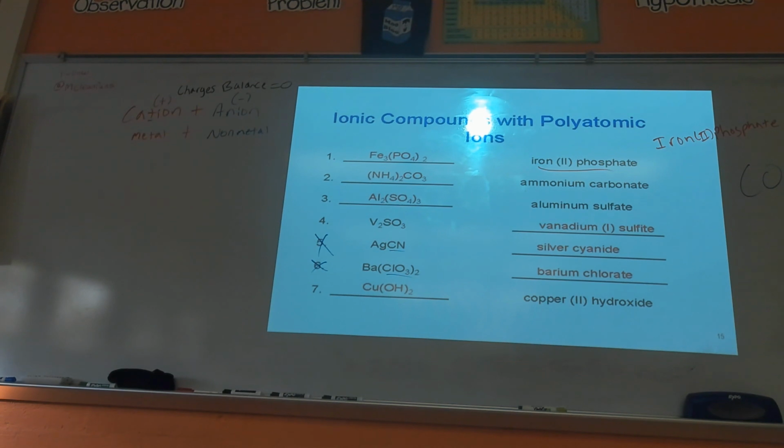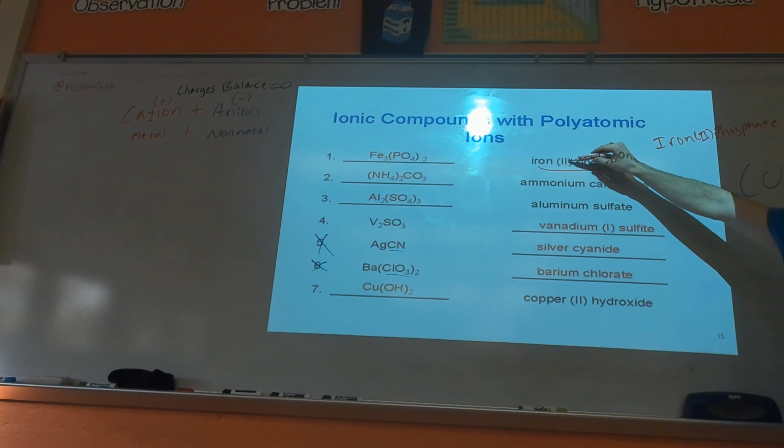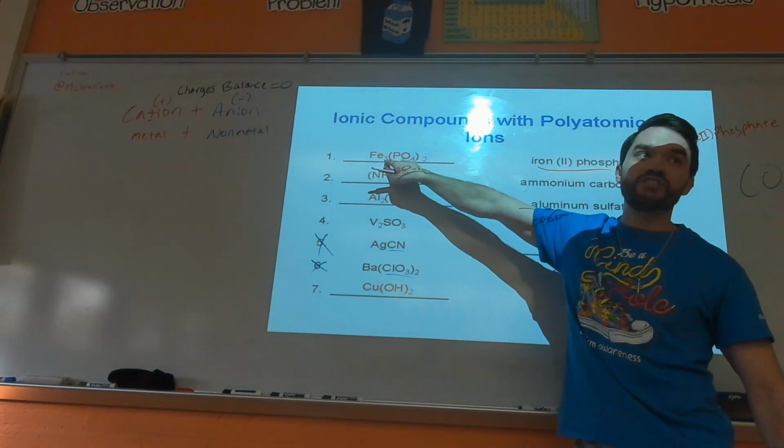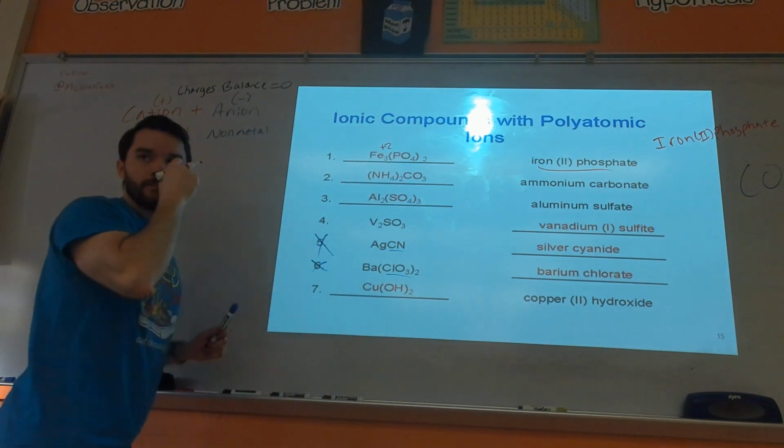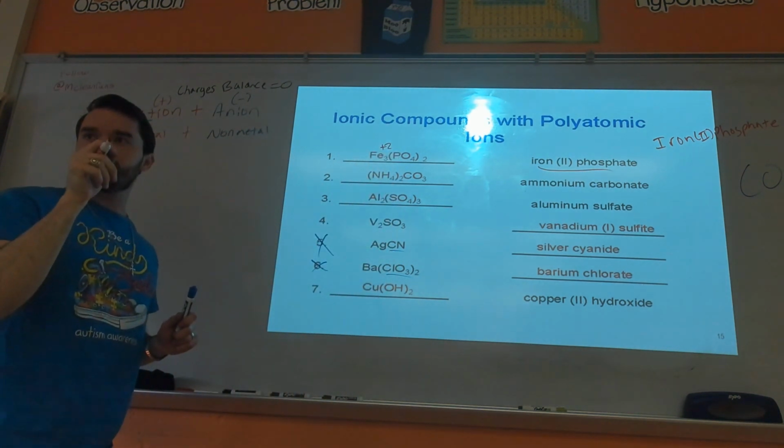Jonathan, yeah. If there was 1 iron, would I have to say iron 1 phosphate? So just to be sure I understand your question, the 2 isn't saying the number of irons. The 2 is saying the charge on each iron. Does that make sense?